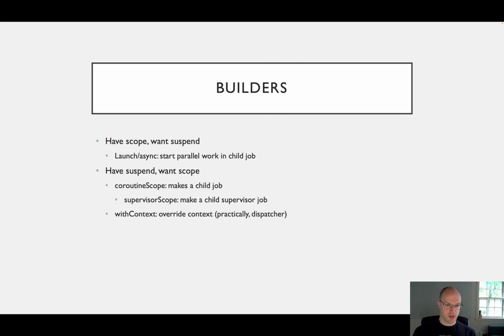If you don't have a scope, but you are in a suspend function, there may be situations where you want an explicit coroutine scope. So in particular, if you want to use these builders and stuff, there's ways to do that. There's a suspend function just called coroutineScope that'll give you a child job coroutine scope, where then you can call launch and async and whatever.